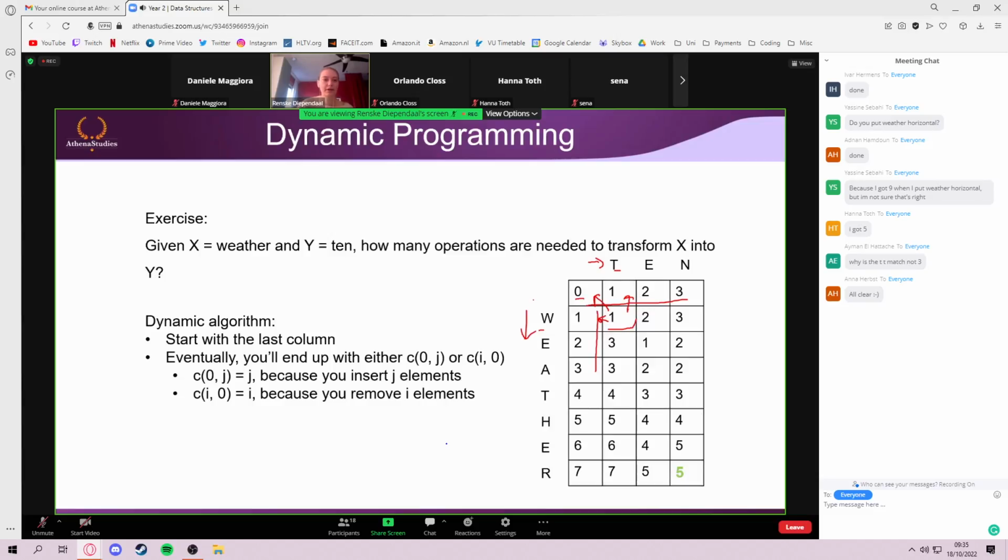And then let's see, why is the T match not 3? This one, right? Ooh, yeah, you're right. This should be a 3. Very sharp. Let's see, does it make a difference for anything else? No, not really, right? Yeah, exactly. So the minimum value is 3, and you don't need to do the +1. So it is a 3.